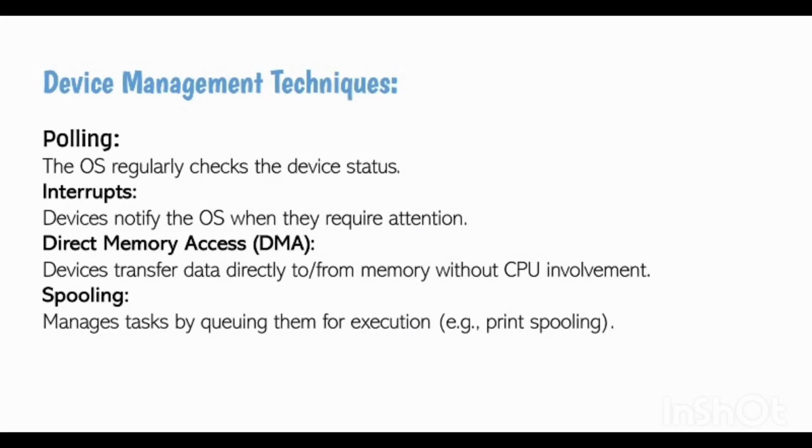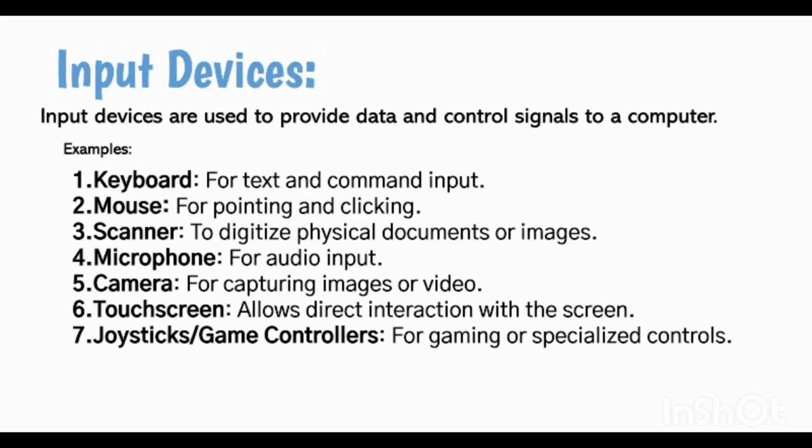Next, we see the device management techniques. What are the techniques? Polling, interrupts, DMA, spooling. First, polling: the OS regularly checks the device status. Interrupts: devices notify the OS when they require attention. DMA means direct memory access: devices transfer data directly to memory without CPU involvement. Next, spooling manages tasks by queuing them for execution, for example print spooling.